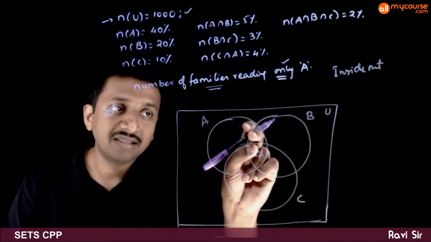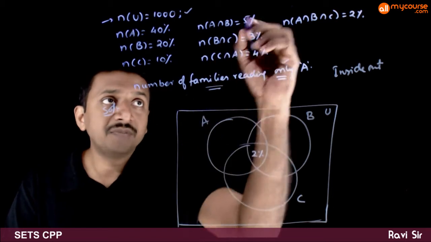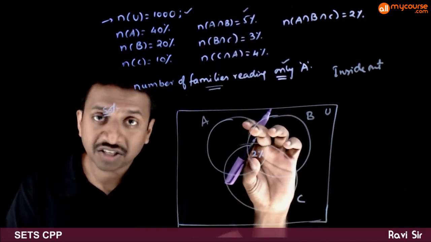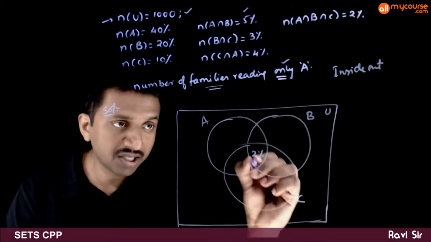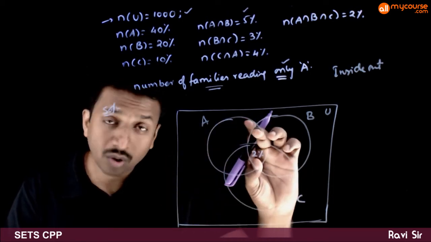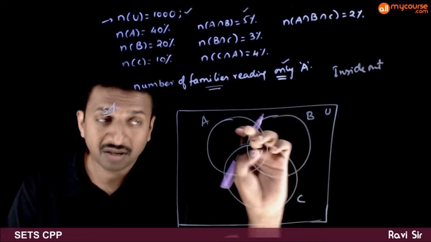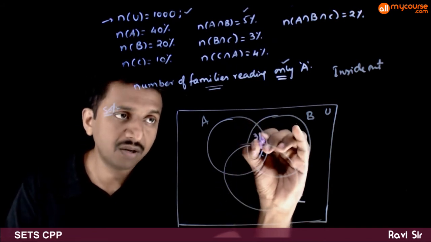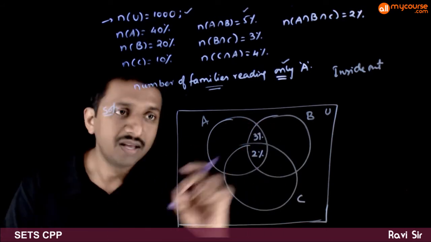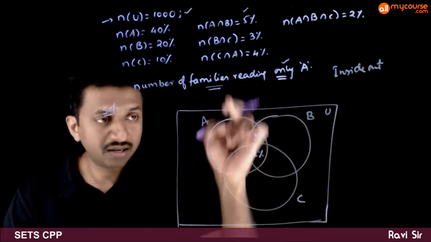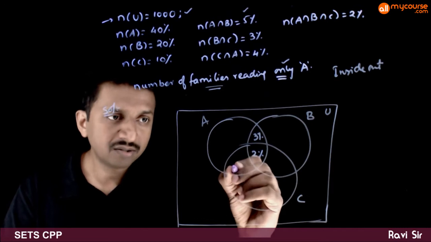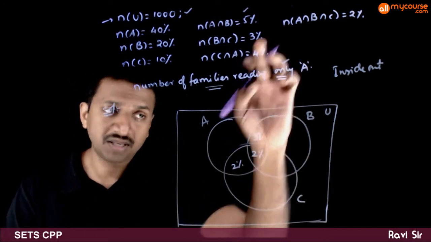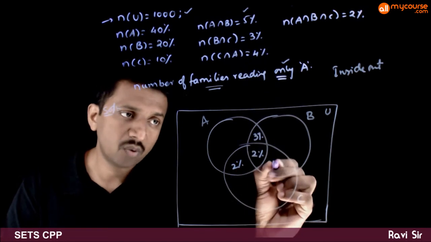So A intersection B is 5%. This whole region is A intersection B. This whole region has 5% of families. 2% already came in this, so the remaining 3% will go here. A and C, 4%. 2% are already here, so the remaining 2% go here. B and C, 3%. 2% are already here, so 1% go here.